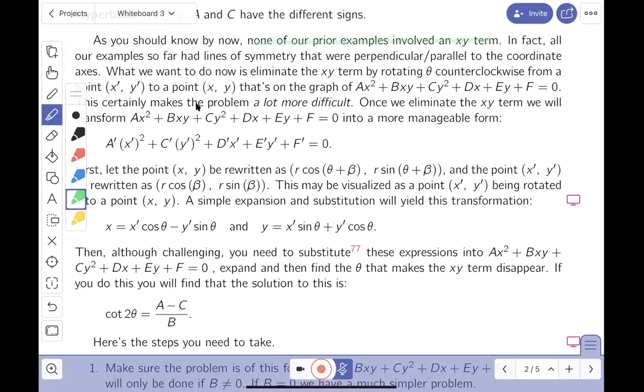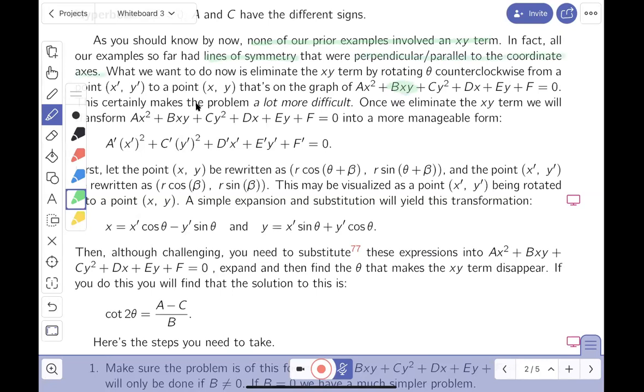So really what are we trying to do? We're trying to get rid of this term over here. In other words, we want to find something that makes the B equal 0. All right, we want to get that B to be 0. All right, that's going to be tough, right? So what I'm going to say over here is that all the other problems, the lines of symmetry, except in a circle, by the way, were perpendicular and parallel to the coordinate axes.